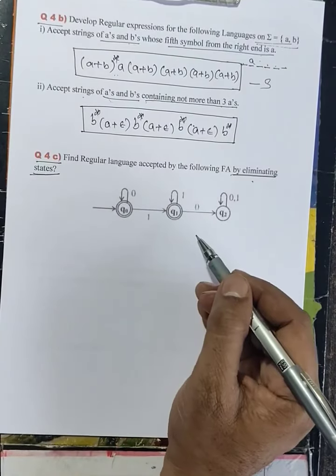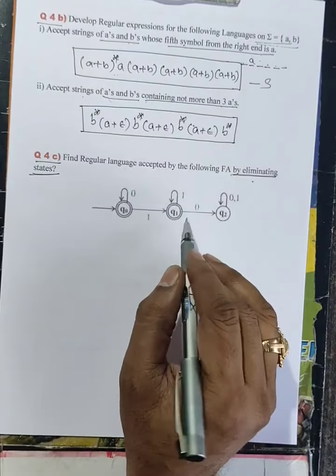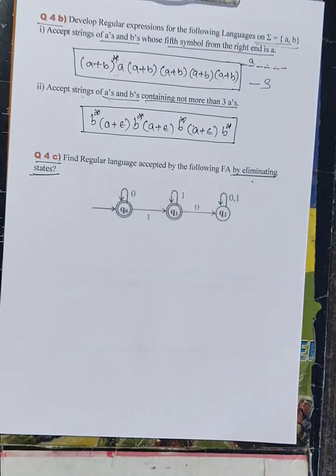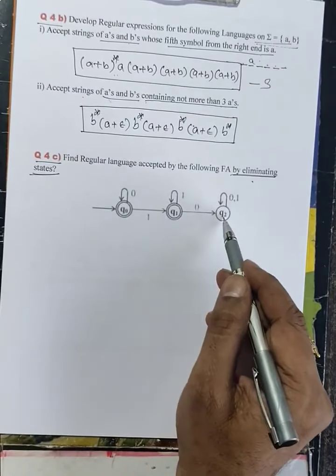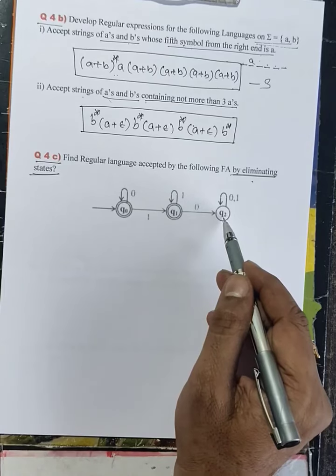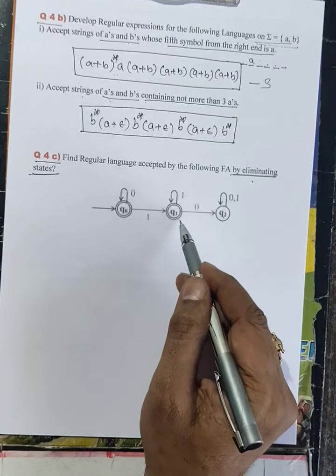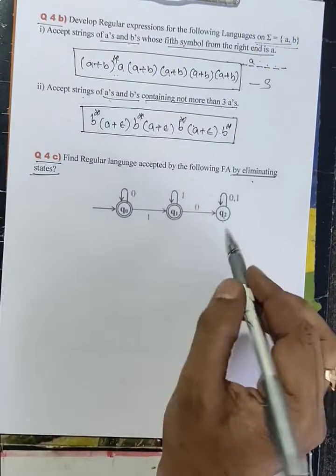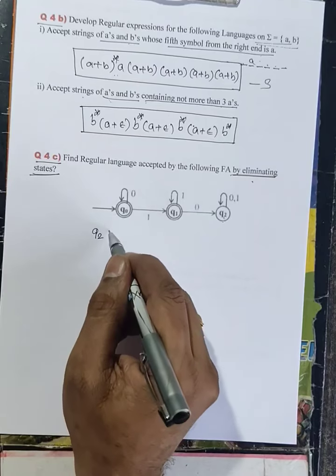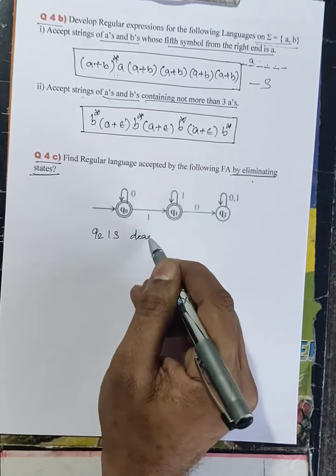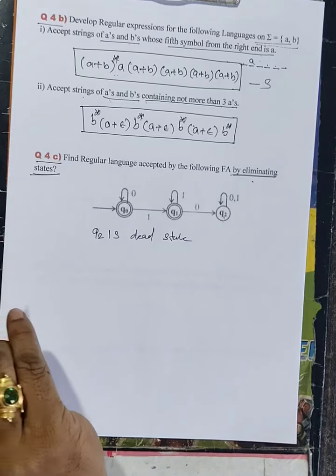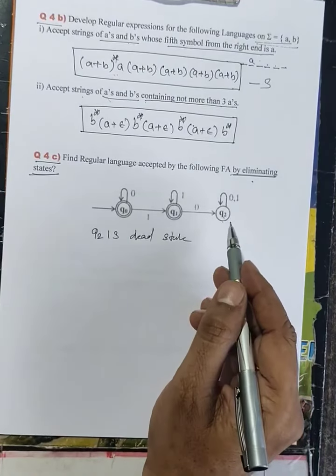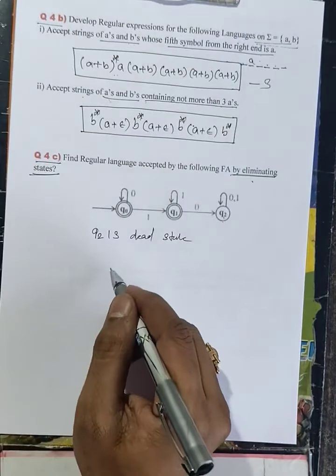In state elimination method, first find is there any dead state? If yes, first eliminate the dead state. Within this, which is the dead state? Q2. Q2 is reachable from the starting state, but from Q2 to final state there is no transition. Means Q2 is a dead state. Then eliminate Q2 and all adjacent edges.